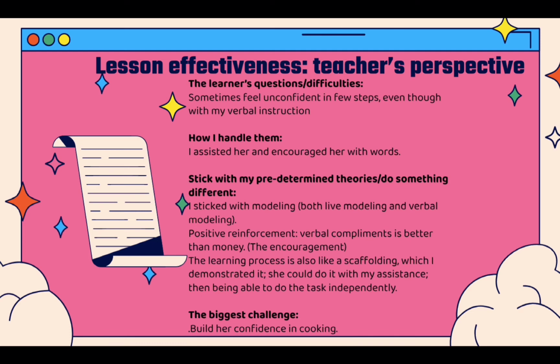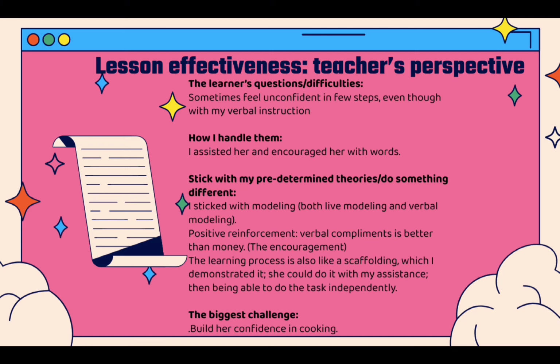I pretty much stick with my strategies. I stick with modeling, both live modeling and verbal modeling, and I used positive reinforcement and found out that verbal compliment is better than money because encouragement is what she needed.